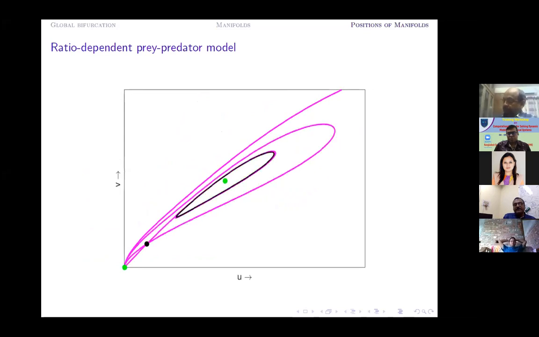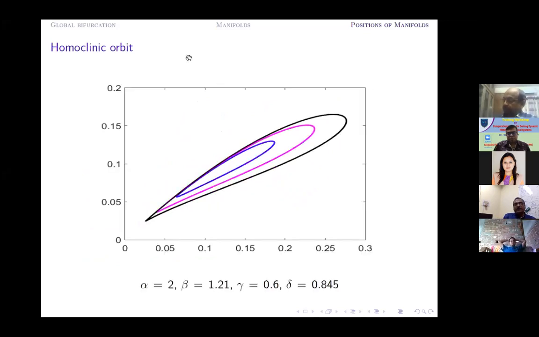Here I have mentioned that this is the choice for homoclinic bifurcation. Just for this combination, alpha equal to 2, beta equal to 1.21, gamma equal to 0.6, delta equal to 0.845, I have explained the bifurcation by changing the parameter delta. Keeping delta fixed, if you change gamma a little bit, you can see that the homoclinic cycle disappears. Again, keeping gamma at 0.6, if you change beta from 1.21 to 1.2, you can see that the homoclinic loop disappears. So any one of them can be chosen as the bifurcation parameter.